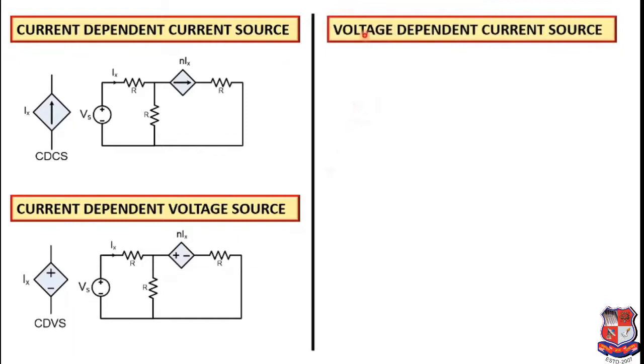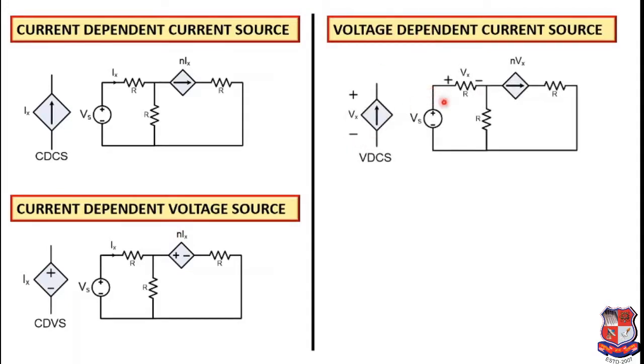Next source is the voltage dependent current source. Now what will happen is that instead of Ix, it will be replaced by voltage, because this is now voltage dependent. Suppose the voltage across this R is Vx, which is shown by this polarity. Now this source is a current source because it is shown by an arrow, and on top I have written n times Vx, which means that this current source is dependent on this Vx quantity. This Vx is the voltage present across this resistance.